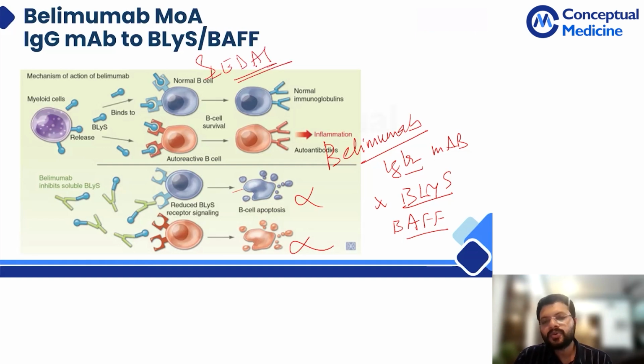Belimumab is found to be useful in reducing the SLE disease activity index. SLEDAI scores are much lower with belimumab. It is a drug which can be given both IV and subcutaneous. It is an injection, given either in the intravenous form or the subcutaneous route.